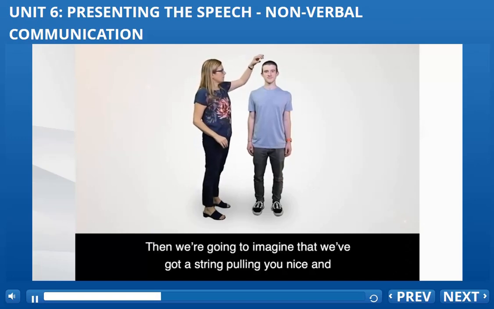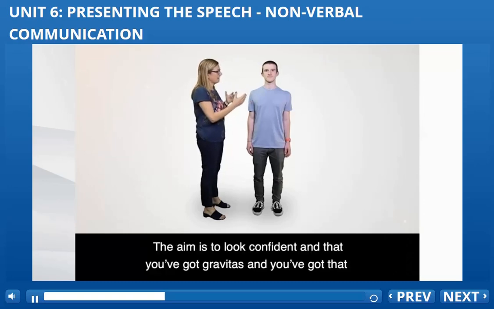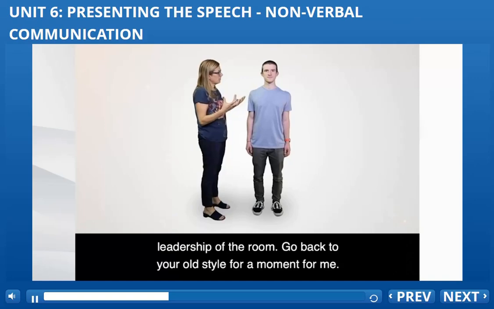Then we're going to imagine that we've got a string pulling you nice and straight up. That's good, you've got a good posture there. The aim is to look confident and that you've got gravitas and you've got that leadership of the room.